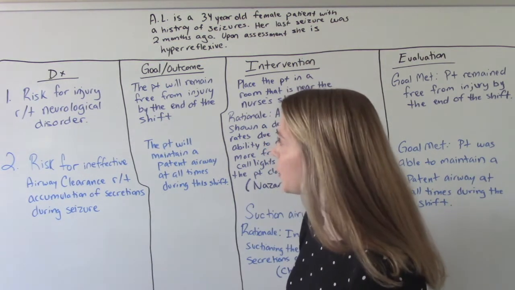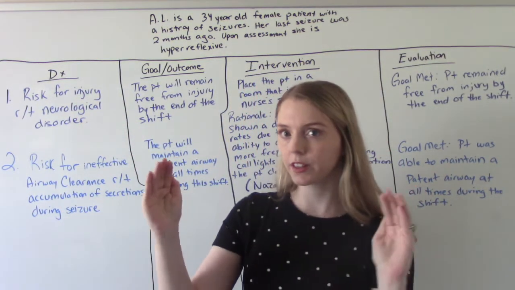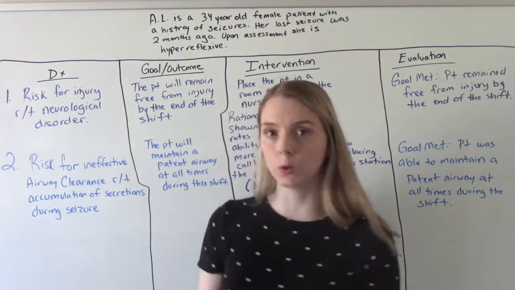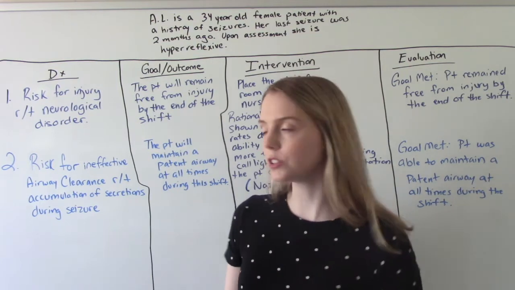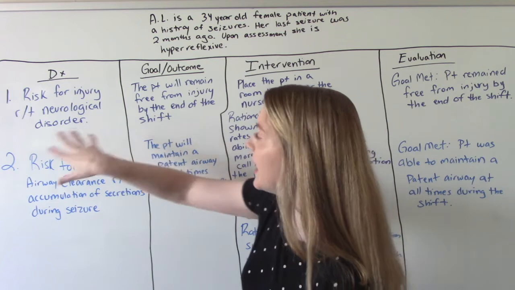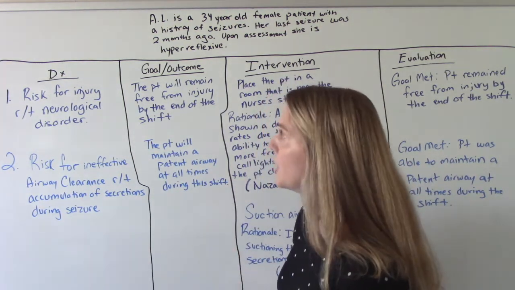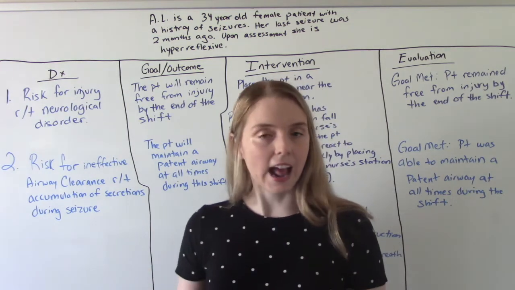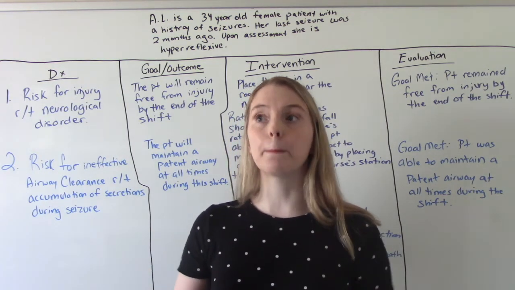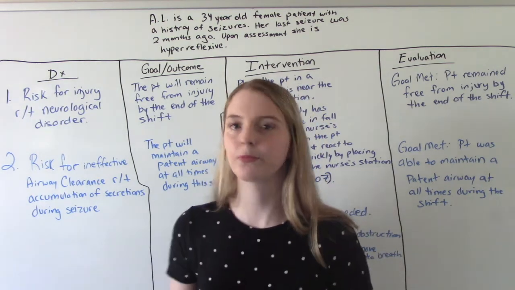So a risk diagnosis is risk for, and then it's something else, and then related to the reason why. And as you'll note, normally we have our AEB, our as evidenced by, and that's where we have our proof, our signs and symptoms. With a risk diagnosis, you don't necessarily need to have as evidenced by, because this is a potential thing that could happen. So let's do the first one.